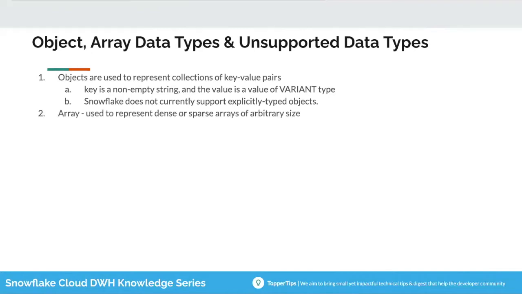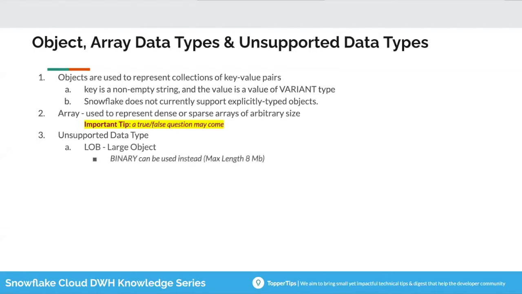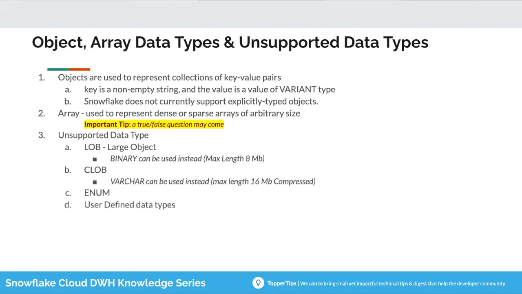Array is used to represent a dense or sparse array of arbitrary size. Important question: it may confuse you with size limits and all those supported data types. Please remember, a multiple-choice question may come from this point. LOBs, large objects, are not supported. Alternatively, you can use binary, which has a maximum 8 MB length. CLOB, that is character, but you can also use VARCHAR. And NCLOB, you can use, and user-defined data types.